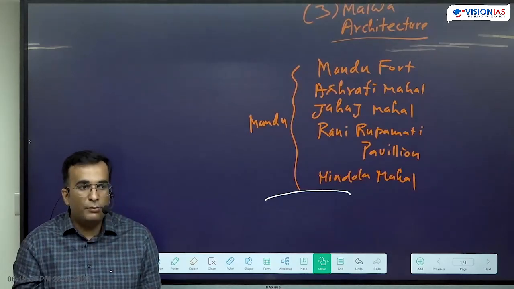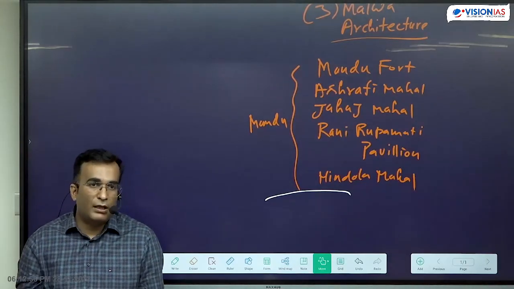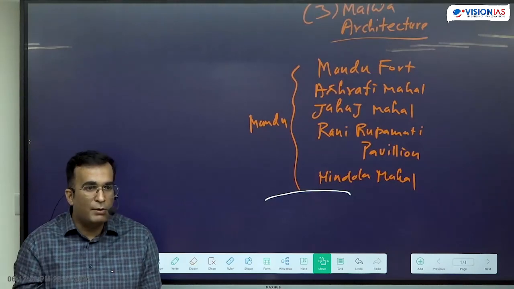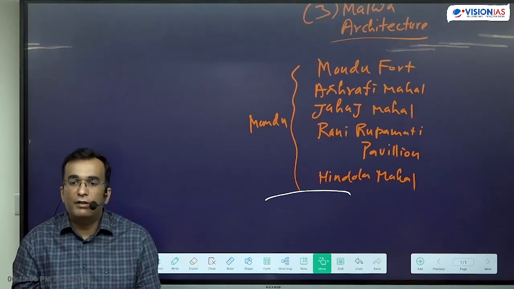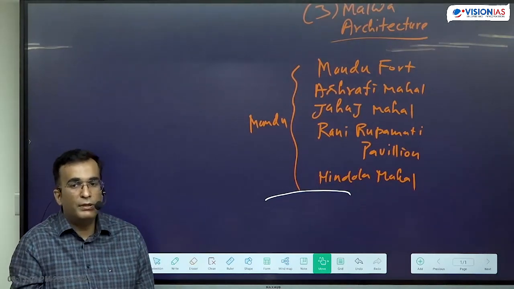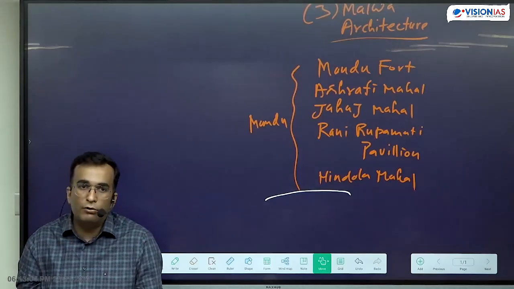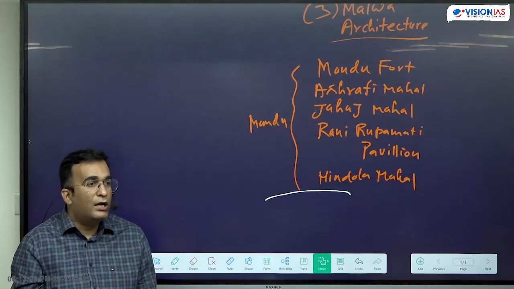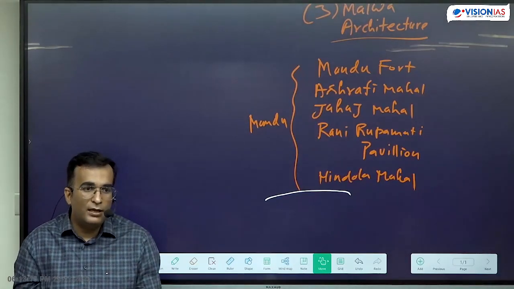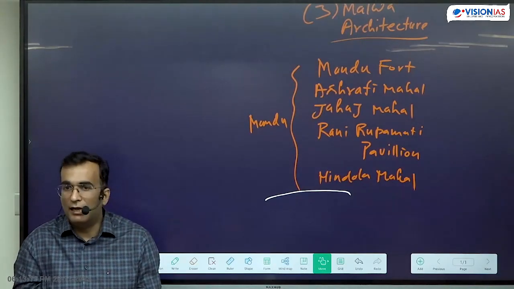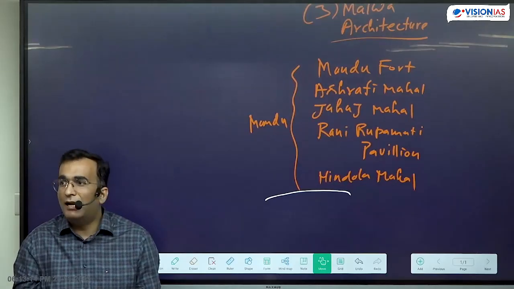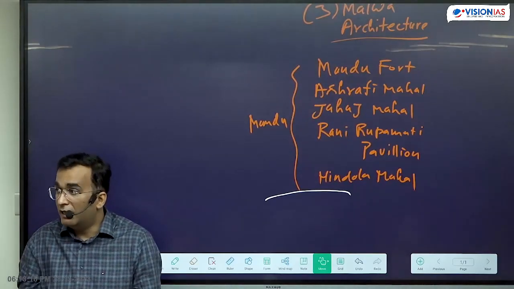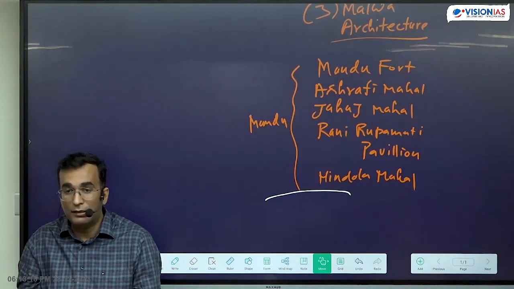So the battle ensued, and then Baz Bahadur was killed. When this news reached Rani Roopmati, along with the news that Adam Khan was entering the Ashrafi Mahal to capture her, she took poison and killed herself. That's how the sad end of Malwa happened, and Malwa was annexed into the Mughal kingdom.